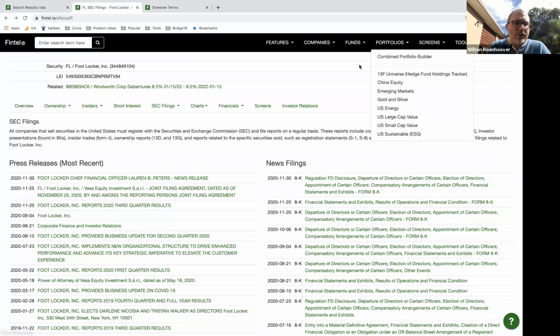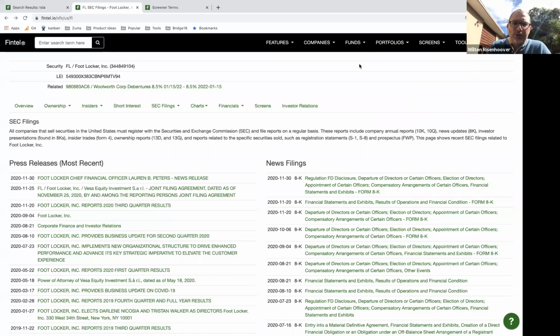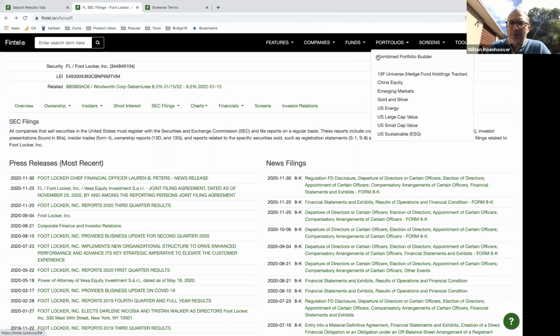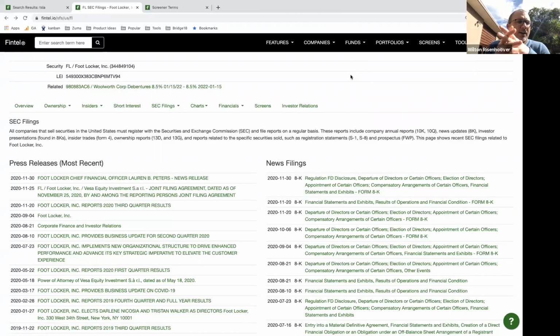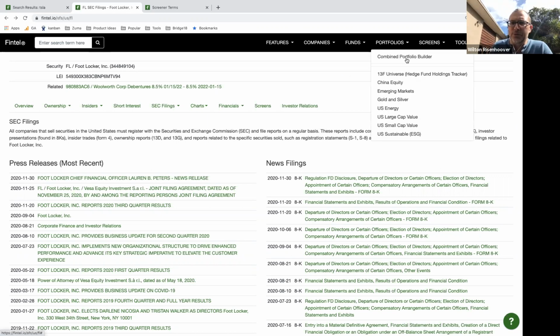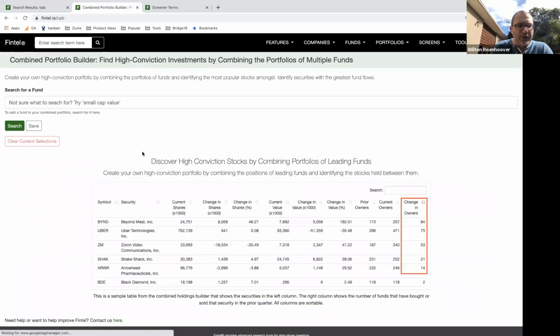So one of the other things that's interesting about Fintel is that when you're trying to find companies that are popular or being accumulated or of more interest to funds, besides just looking at the total ownership and the total ownership values, or the put call ratios, the other thing you can look at is the total number of funds that are investing in a company. So we built this tool called the Combined Portfolio Builder, and I'm going to show you a pre-built version of this.